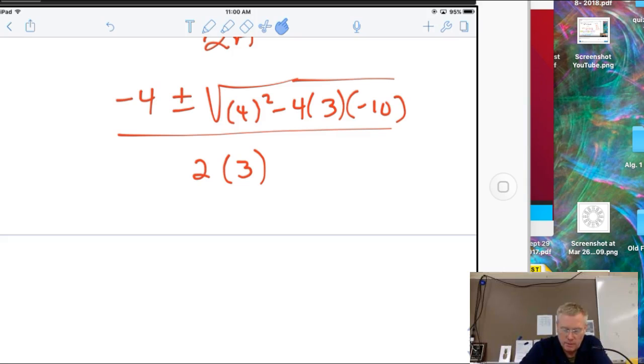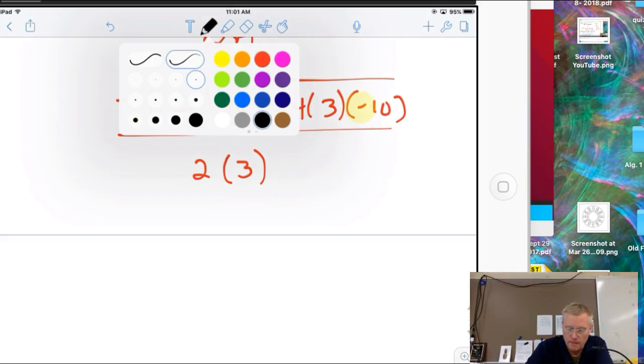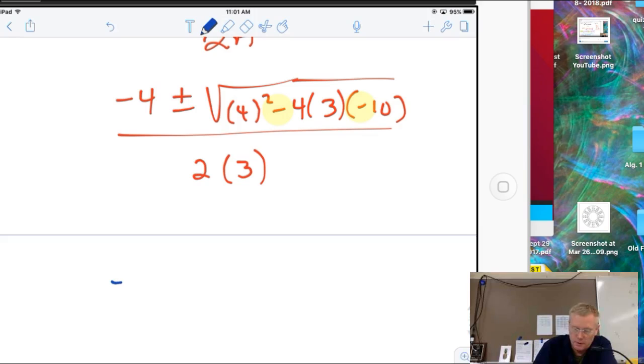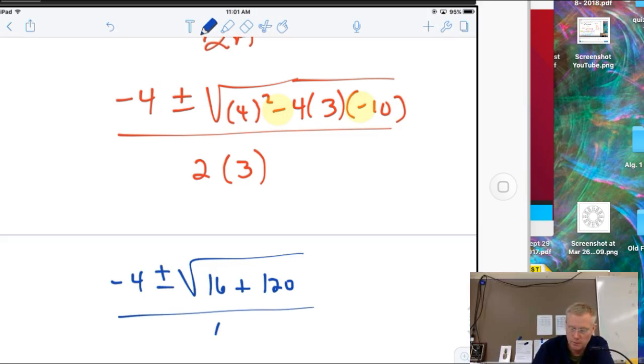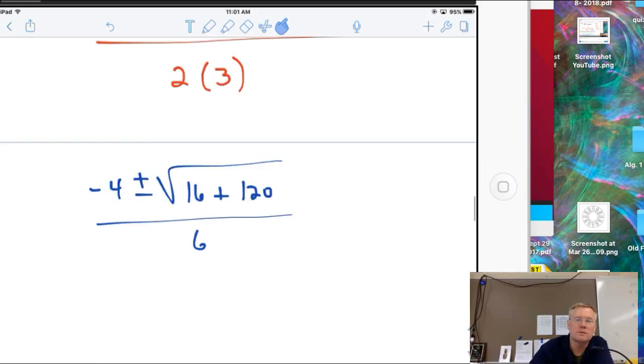Okay, so next I'm going to take an extra moment to look at whether I have a plus or a minus. I got 2 negatives right here. There's a subtraction and a negative, which means it's going to be a plus underneath that radical. So I'm going to say it's negative 4 plus or minus the square root of 4 squared, 16. That front number there under the radical will always be positive, because of the 2 negatives. 4 times 3 times 10 is 120. And all of that is then divided by 6.